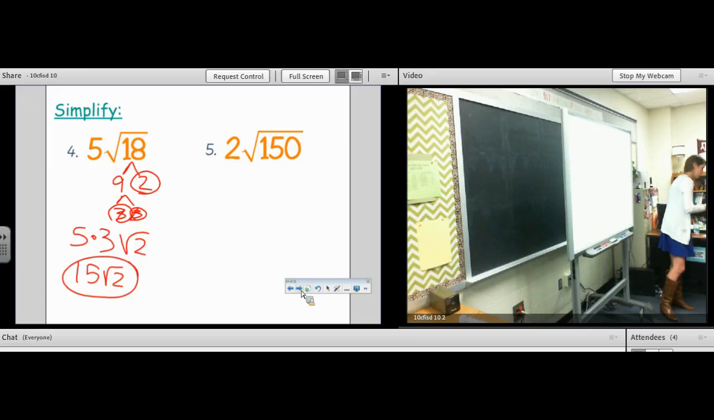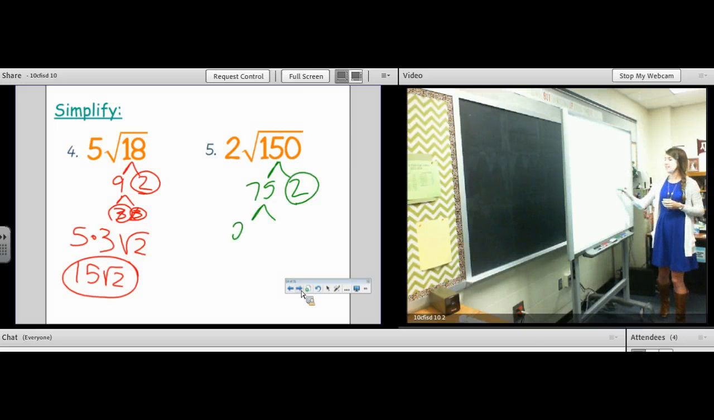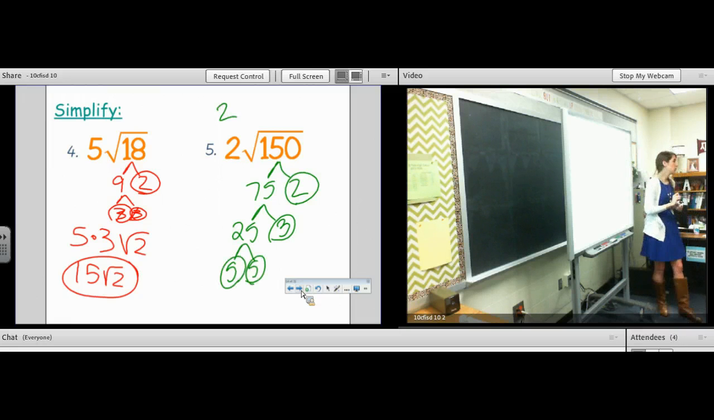Who's up? Blake T is actually up. What do you want to use? 75 and 2. 2's prime. That's a good one. 25 and 3. Is that okay? 5 and 5. So, there was already a 2. Who joined the 2? 5 joined the 2. Who else? No one else joined. Who's left over in the radical? 2 and a 3. Put them back in the radical.